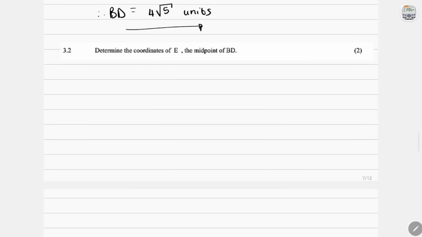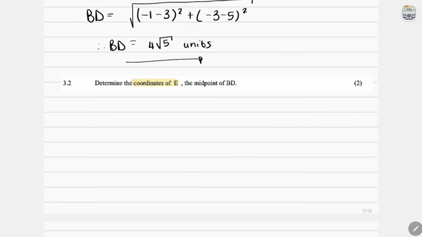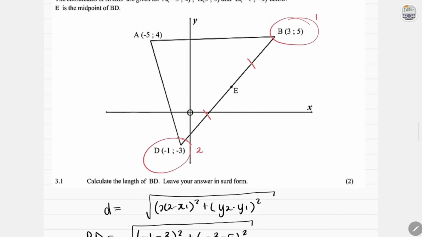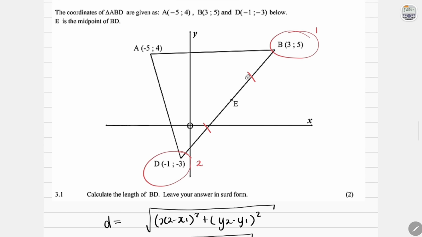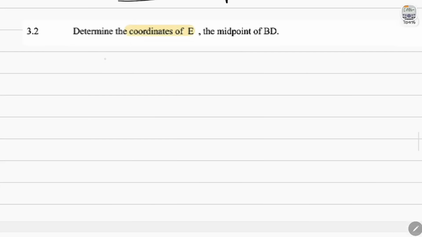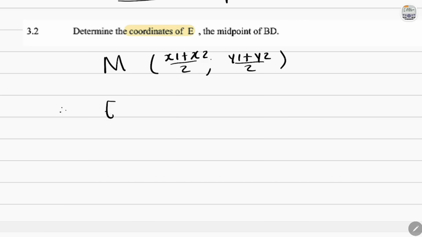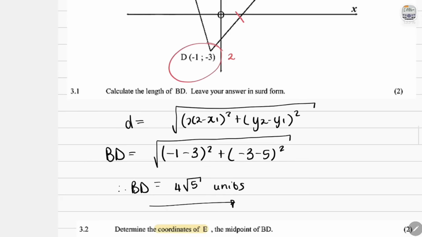The next question says, determine the coordinates of E, the midpoint of BD. So it's the midpoint of BD. So we can use the midpoint formula to find this. This is the first point, the second point, and we're finding E, that midpoint. So midpoint, we find this by saying x1 plus x2 over 2, and then y1 plus y2 over 2.